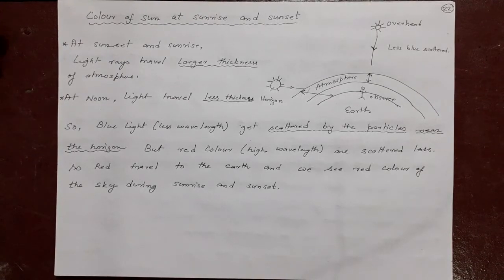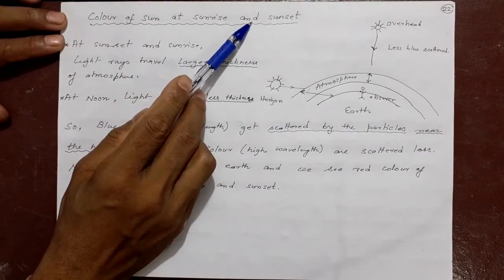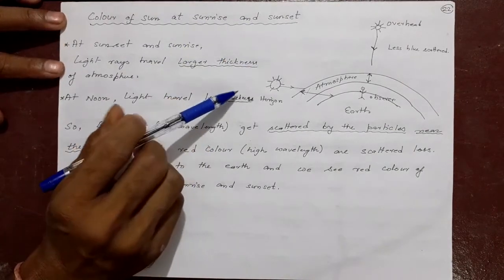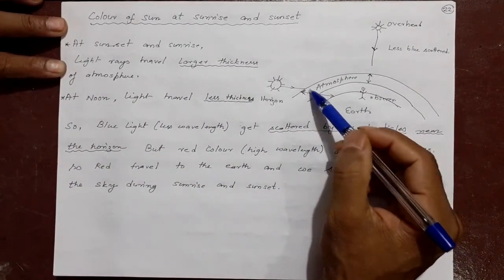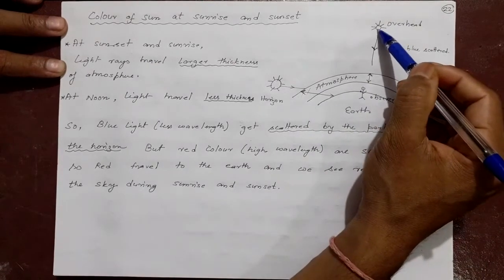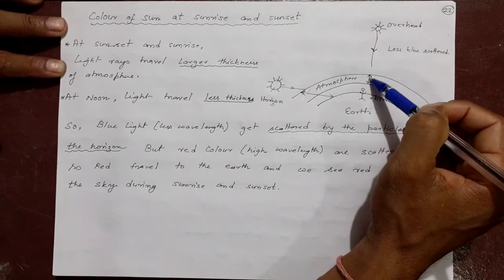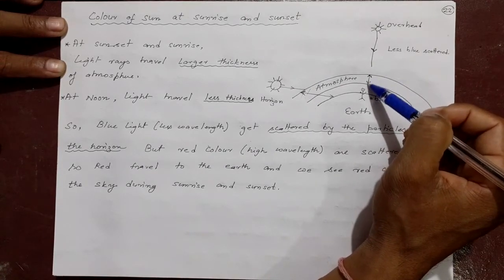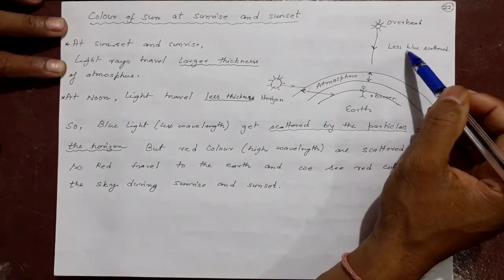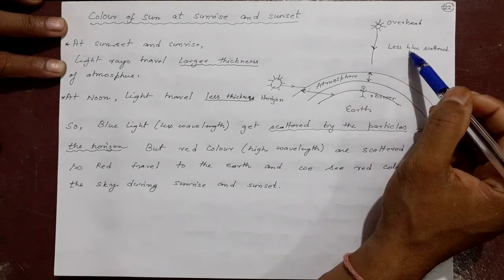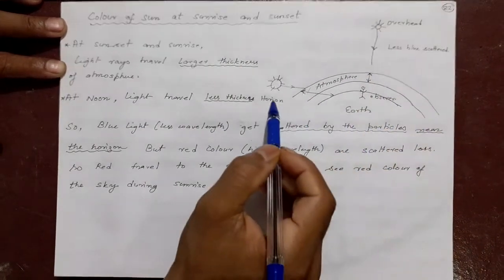Now this application is also important. The color of the sun at sunrise and sunset is red. Why is it so? Let's explain. Suppose this is earth and above the earth is the air, the atmosphere. In the daytime the white light is coming from here and it has to pass only up to this height. That means the thickness of the atmosphere it passes through is not very high. So blue light is less scattered. So you will see blue light all around here. Fine, understood.